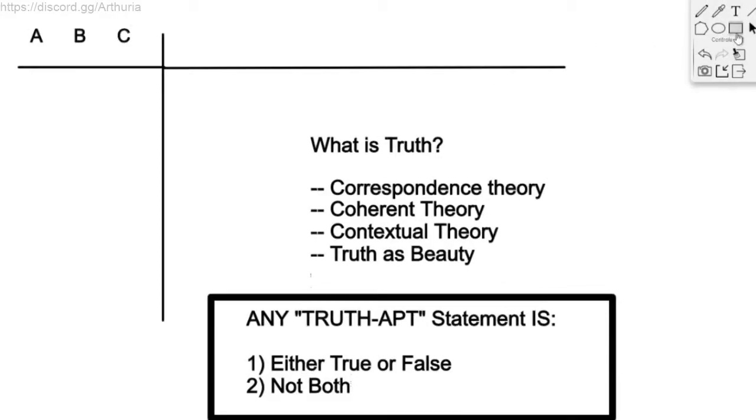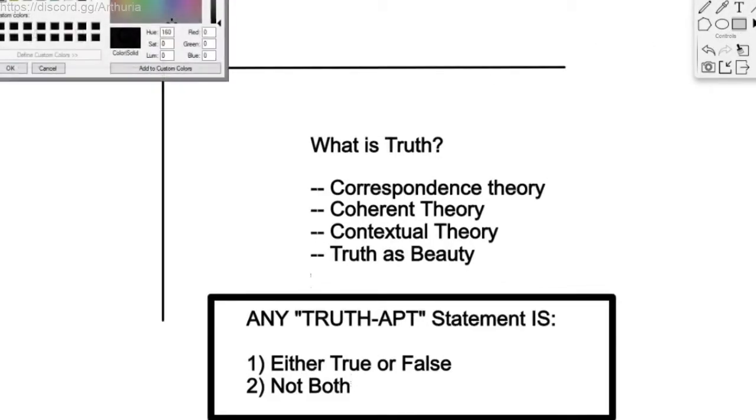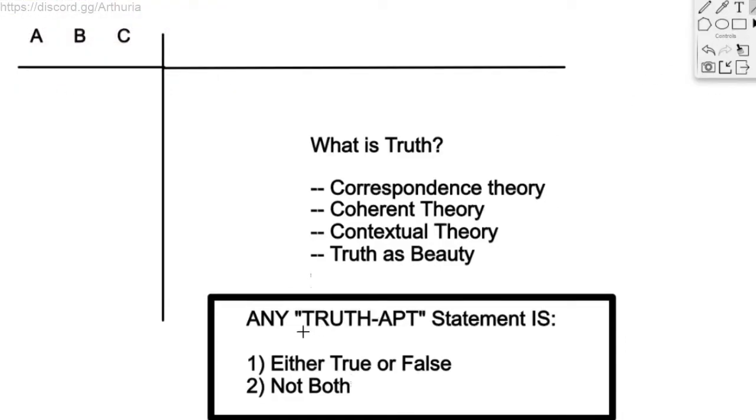Now, what does this term truth apt mean? Does anybody know what the word truth apt means? Is that a statement that can be true or false? For example, snow is white would be a truth apt statement because it can be true, snow is white, or it can be false that snow is white. Correct. What would be an example of a statement that isn't truth apt?